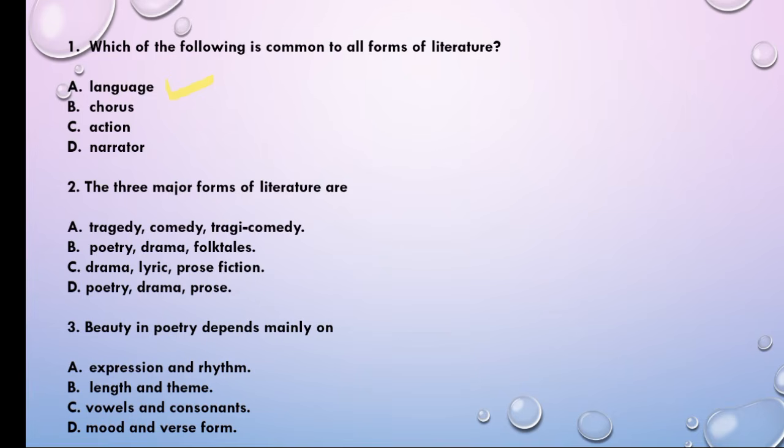Question 2: the 3 major forms of literature are tragedy, comedy, tragicomedy; poetry, drama, folktale; drama, lyrics, prose fiction; and poetry, drama, and prose. And our answer is poetry, drama, and prose. Question 3: beauty in poetry depends mainly on expression and rhythm, length and theme, vowels and consonants, mood and verse form. And our answer is expression and rhythm.